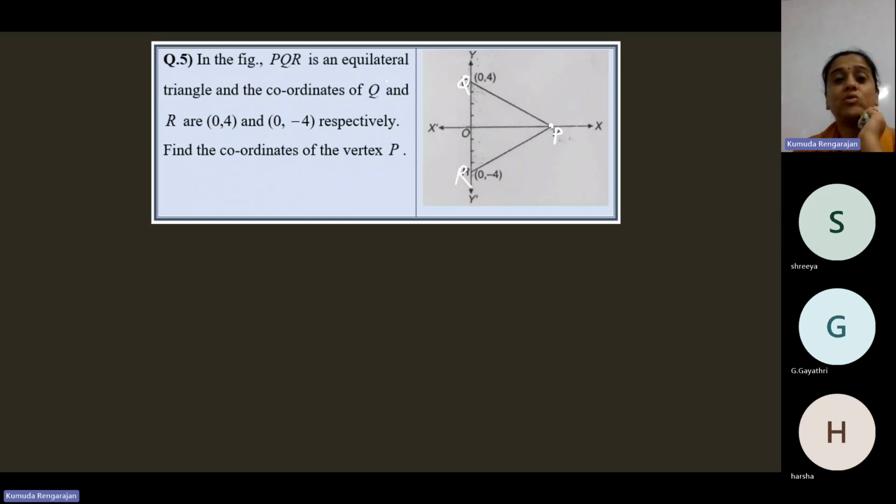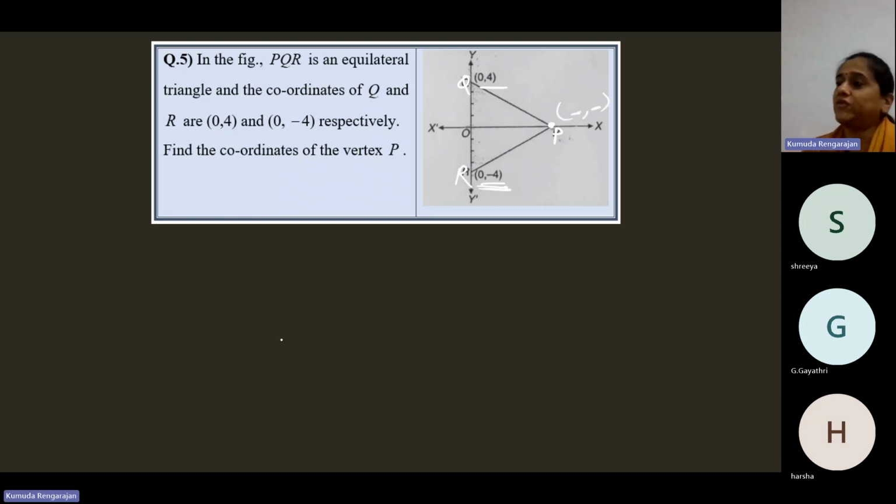Okay, so PQR is an equilateral triangle and the coordinates of Q and R are 0, 4. Q is 0, 4, you can see here, and R is 0, minus 4. Find the coordinates of the vertex P. You need to find the coordinates of P. That's your question. What kind of triangle is PQR? It's an equilateral triangle. We have to find the address of this point P.